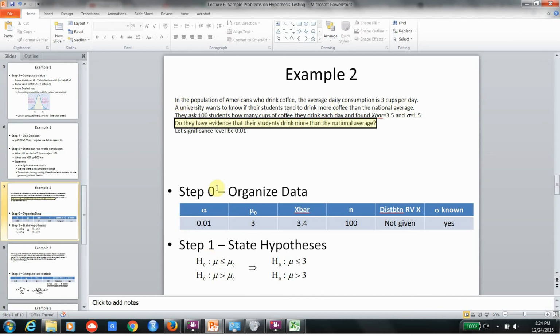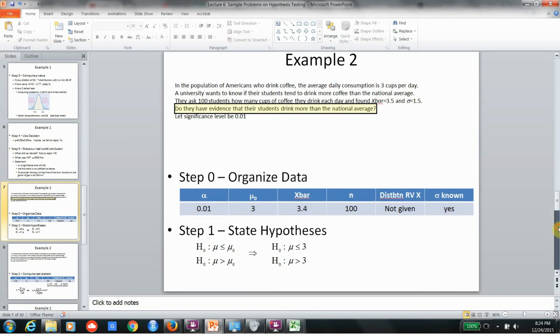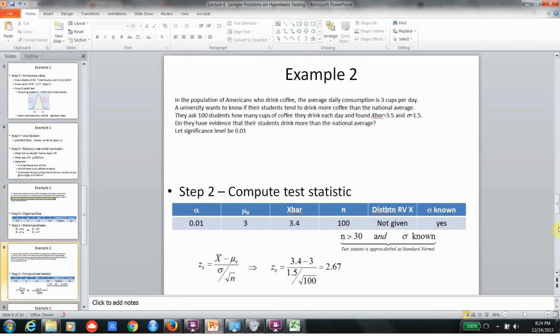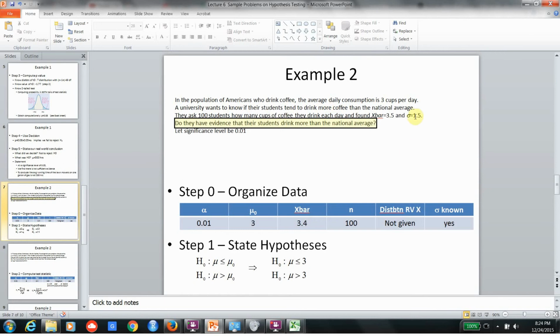Okay, they ask 100 students how many cups of coffee they drink each day and found that the average is 3.5. And we're going to assume that we know the population standard deviation is 1.5. Then we're going to say, okay, do we have evidence to prove that the students drink more than the national average? Okay, this is what we're trying to prove.